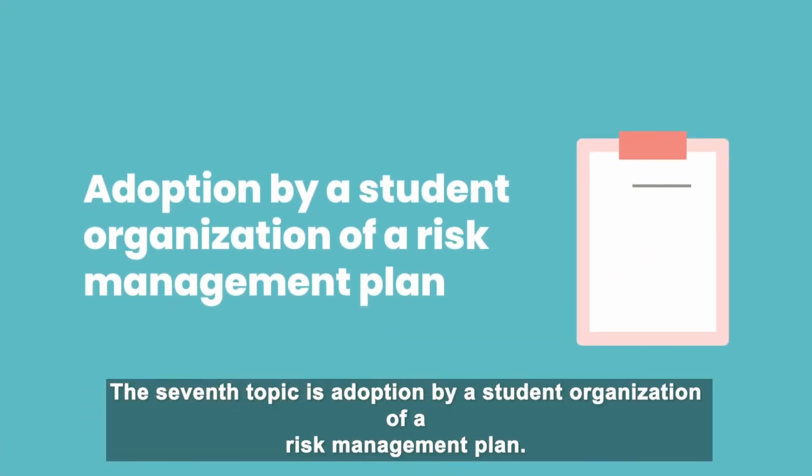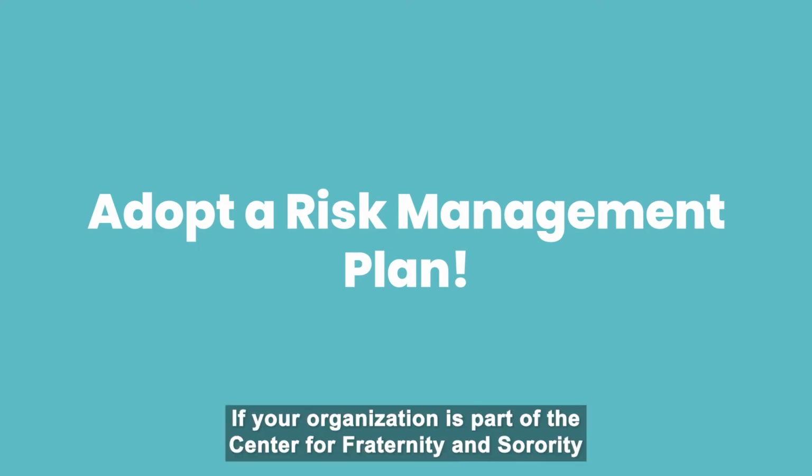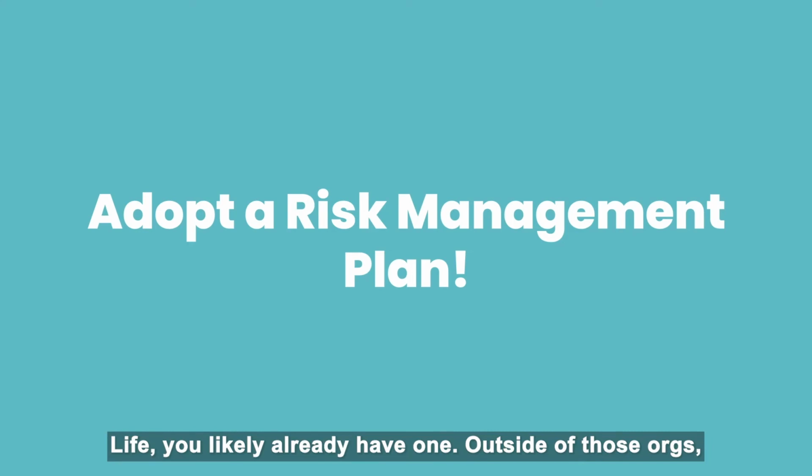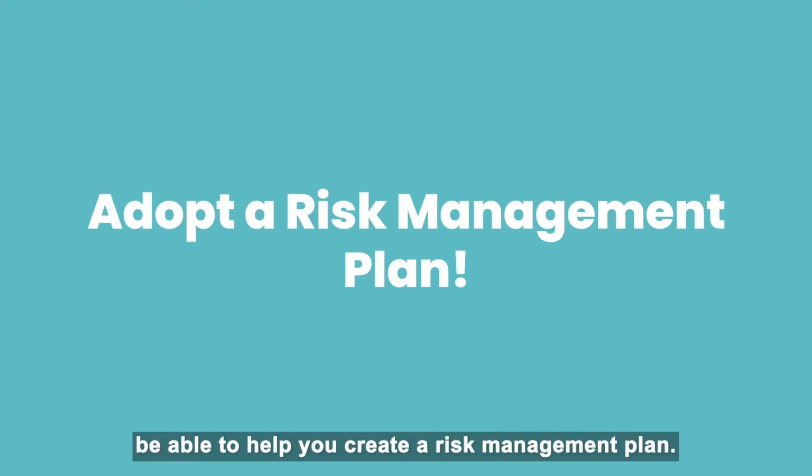The seventh topic is adoption by a student organization of a risk management plan. According to state law, organizations should adopt a risk management plan. If your organization is part of the Center for Fraternity and Sorority Life, you likely already have one. Outside of those orgs, if yours has a national affiliation, the national organization should be able to help you create a risk management plan.